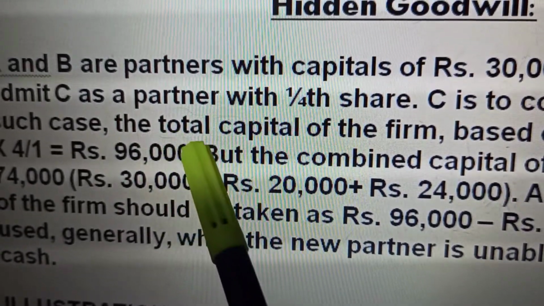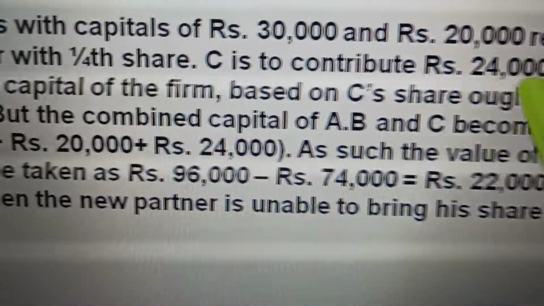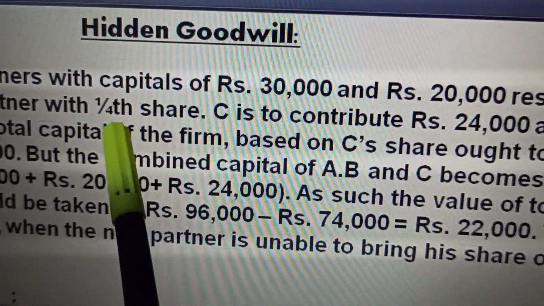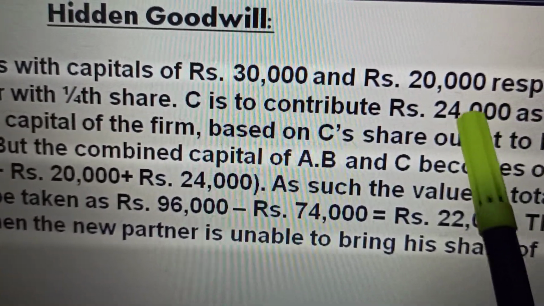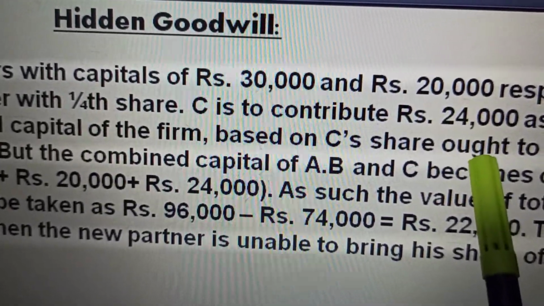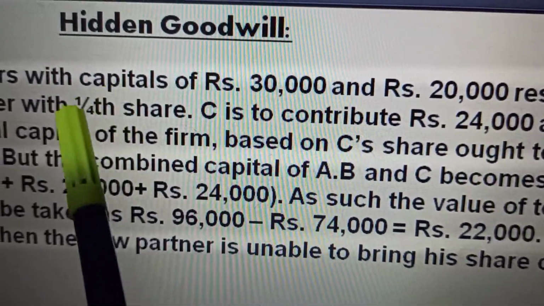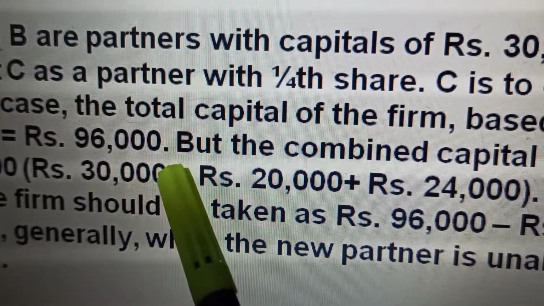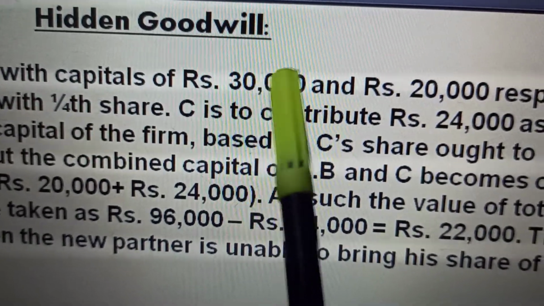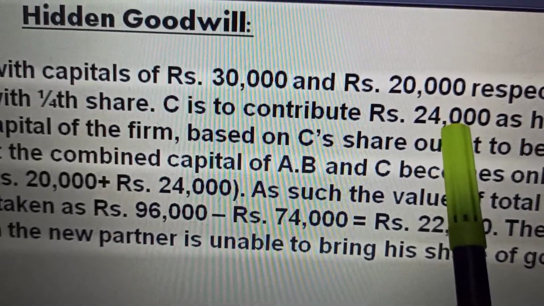So what do we do? The total capital of the firm, based on C's share, ought to be worked out. C joins with 24,000 and 1/4 share. That means according to his capital and his share, if for 1/4 share he gets 24,000, then for the full share the firm's capital should be 24,000 into 4, that is 96,000. But now let us see, is it 96,000? A's 30,000 and B's 20,000 is 50,000, and 24,000 he brings, that is 74,000.